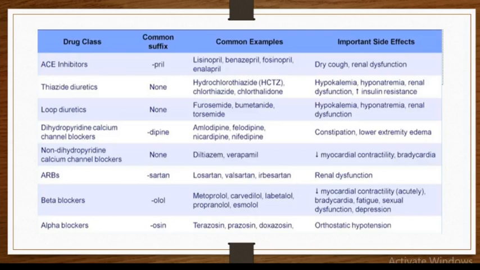The next video is going to be on the specific antihypertensives and how they work.